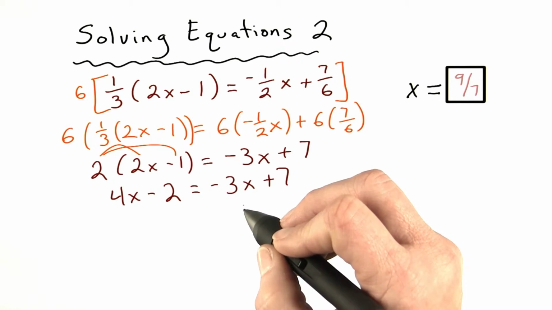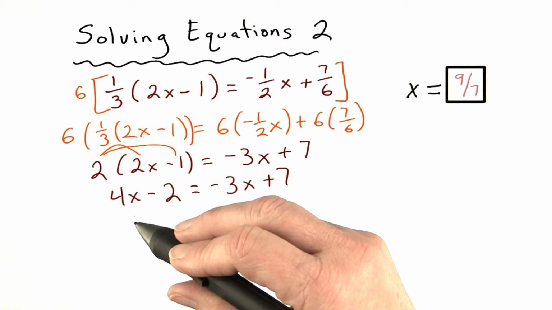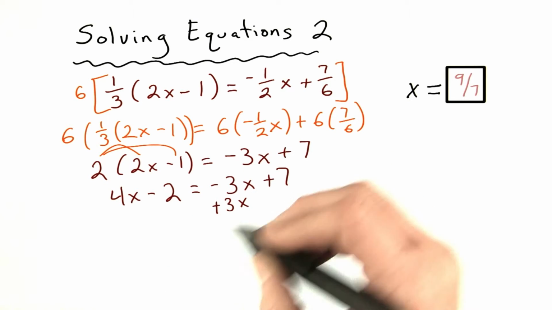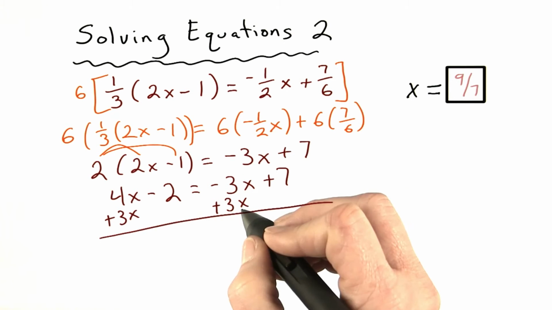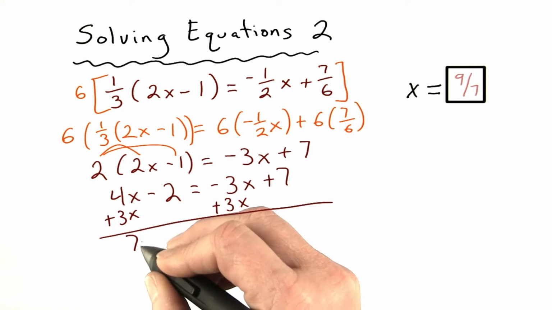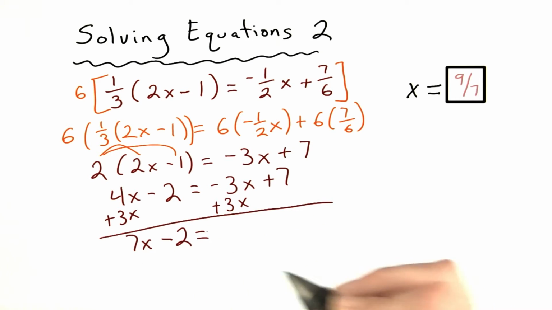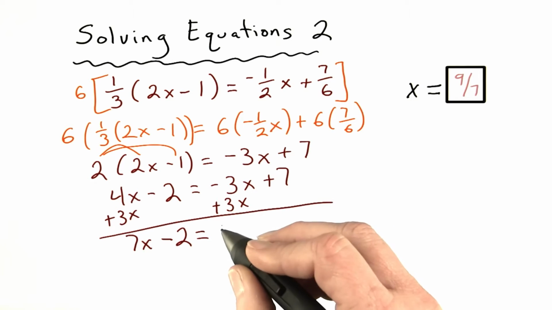The next step is to move all my variables to one side of the equation. We learned that whatever you do to one side of the equation, you have to do to the other side of the equation. So if I add 3x on this side, I have to add 3x on this side. When I add 3x to both sides, I have 4x plus 3x gives me 7x minus 2 equals negative 3x plus 3x is 0, so I just have 7.